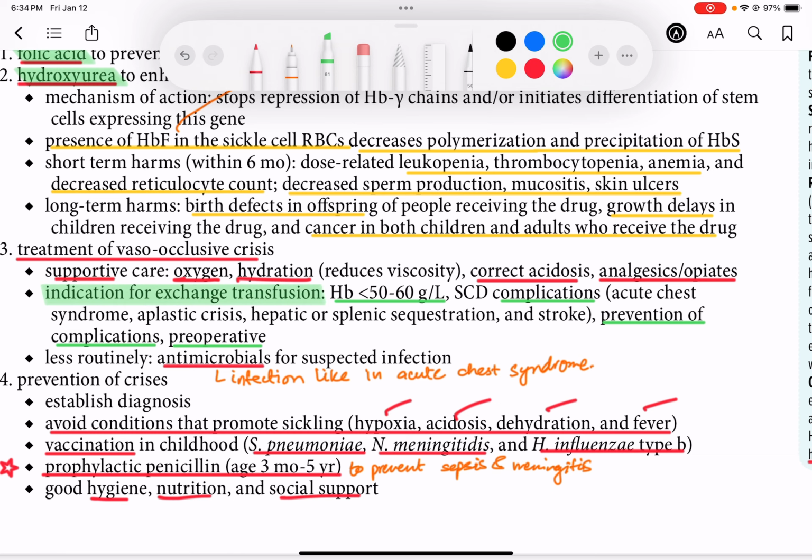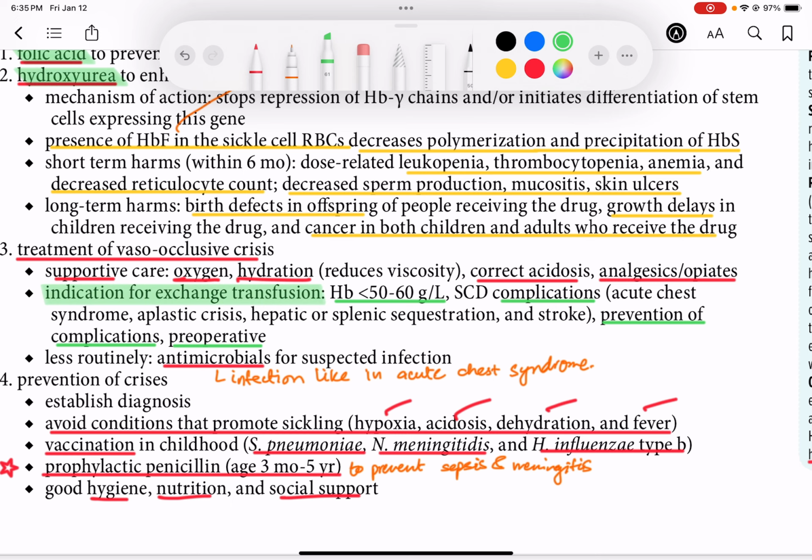What are the indications when we would need that? Okay, now we need exchange transfusion. So if you see that the sickle cell disease complications are occurring, like acute chest syndrome or aplastic crisis, hepatic or splenic sequestration or stroke, then you can go for an exchange transfusion. Or you want to prevent those complications beforehand, or you're going to operate on them, you have to have some blood products on hand for exchange transfusion. And the most important one is hemoglobin less than 50 to 60 grams per liter. If hemoglobin is decreased that much, then we're going to go for exchange transfusion.